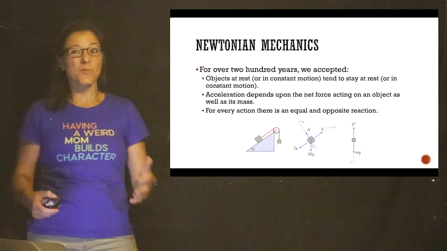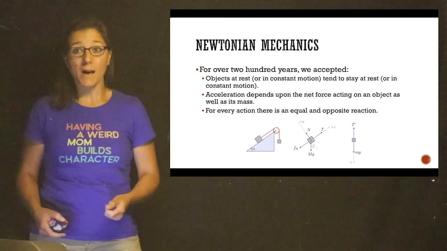We've accepted this for a pretty long time. But there were cracks in this theory. It turned out that when you got into moving at faster and faster speeds, Newtonian mechanics began to break down. What are the implications of Newtonian mechanics?